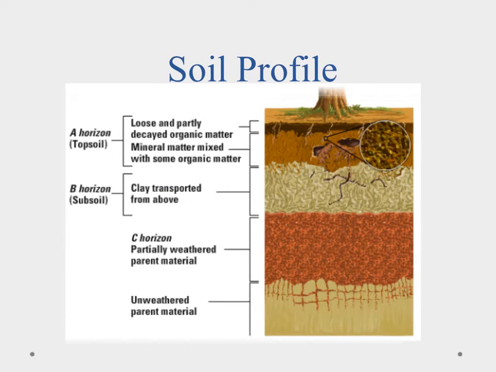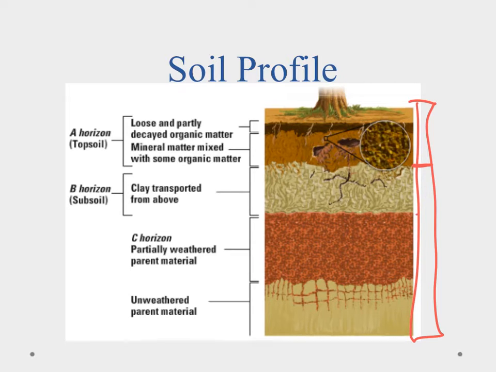Now if we take a cross section of the soil, so we're going to take a look down this way, we can break it up into a bunch of different regions, and primarily we're going to go through 4 of those. So the very top layer is the A horizon, and that's called your topsoil, and this is where we see our primary soil that we're used to. It's loose, it's partly decayed organic matter, there's mineral matter mixed in with some organic matter. This is topsoil, this is the dirt that we're familiar with.